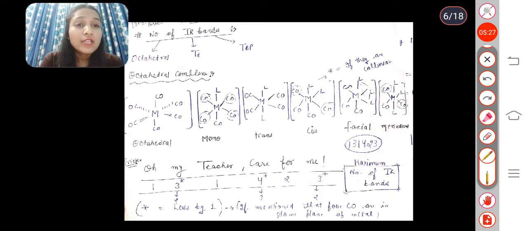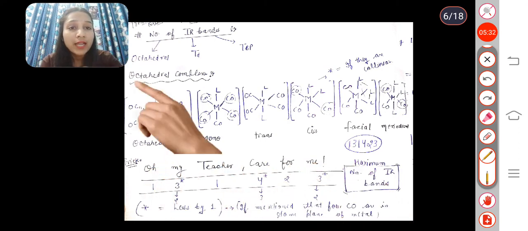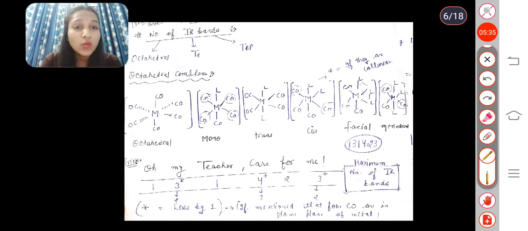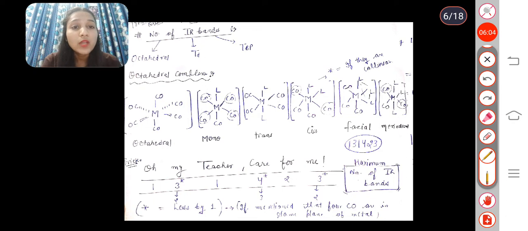So here we have a trick: oh my teacher, care for me. For octahedral we have the number of IR signals as 1, for mono-substituted octahedral 3, for trans it is 1, for cis it is 4, for facial it is 2, and for meridional it is 3. But if it is mentioned in the question that the COs are in the same plane of the metal, like they are collinear or something like this, then there is a change. Like in mono-substituted octahedral, the number of signals is reduced by 1, then it is 2.